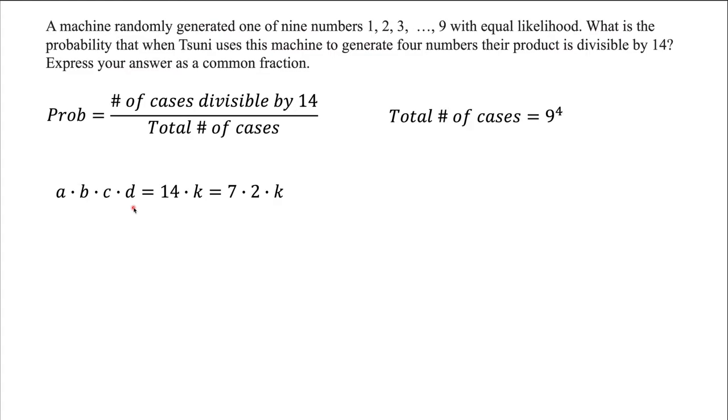So what we got so far: if we're looking for 4 numbers that have their product divisible by 14, it means that out of these 4 numbers, at least one has to be 7, and at least one number should be an even number. Obviously, they cannot be 7 and even at the same time, right?